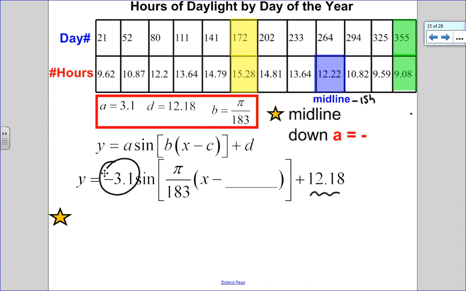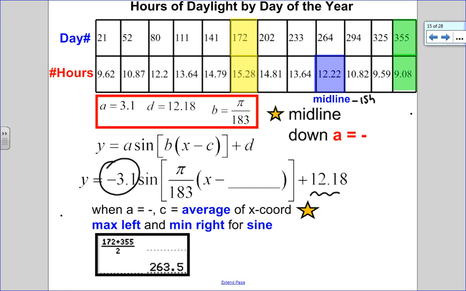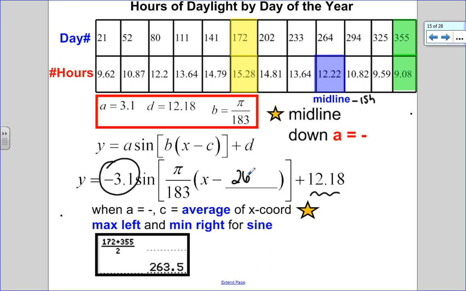To figure out what my c value is, remember sine always starts on a midline, so this is starting at the midline on a downswing. When a is negative, c is going to be the average of the x coordinate of the max to the left and the x coordinate of the min to the right. So I add those up, divide by 2, and I get a c value of 263.5. Now, that's a good equation, but I notice that it's more than halfway into the period of 366, so I'm not convinced it's the best equation.